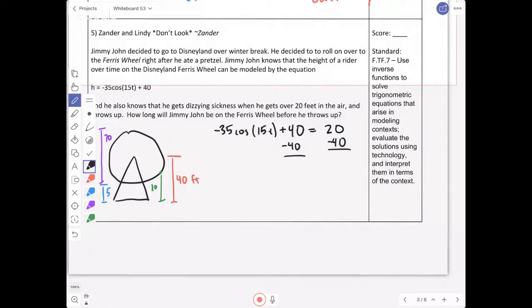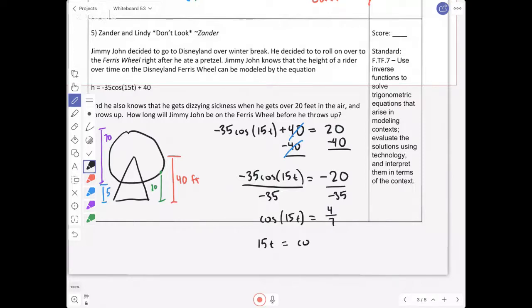Thank you, Xander. So I've got negative 35 cosine of 15t equals negative 20. Cancel, cancel. Now I'm dividing by negative 35. So I've got cosine of 15t equals what? 4/7? I think that's right. Yes. So 15t equals the inverse cosine of 4/7.